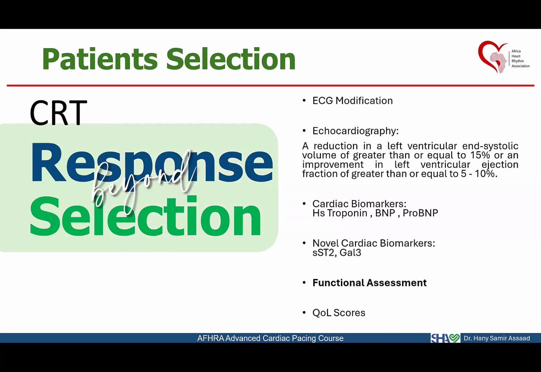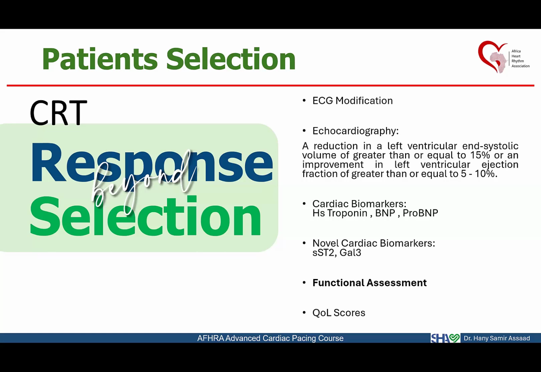My final concept in this presentation is that despite good patient selection, we are always waiting for the response. So, the response beyond the selection. Despite a good selection, we know that we have like 20 to 30% of patients who would not respond well and will need further and more supportive maneuvers in order to improve their outcome. And we will have a dedicated session for that.